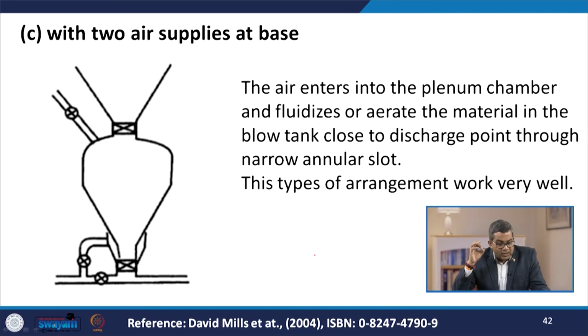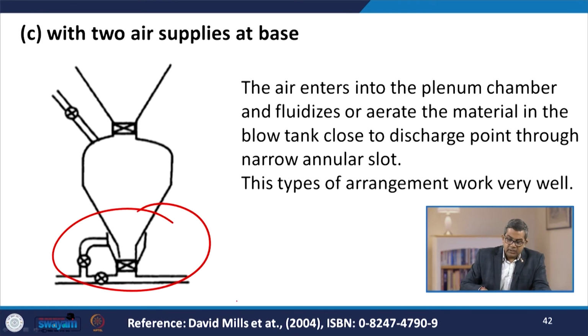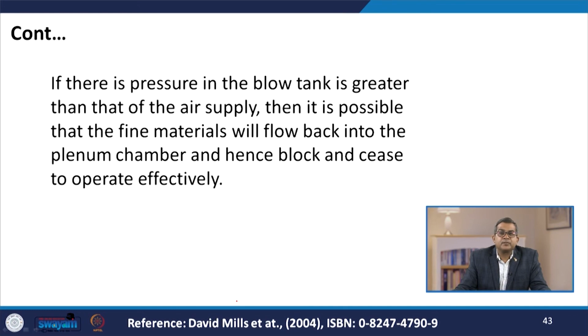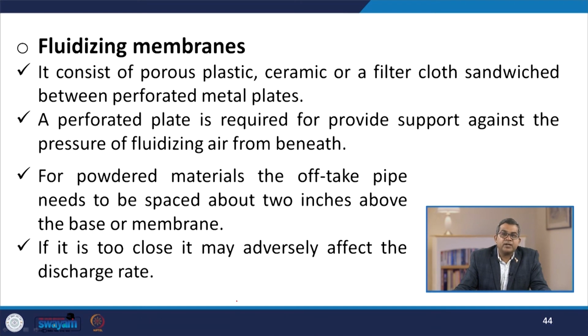Another category is that with the 2 air supplies at the base. Here you see the air enters into the plenum chamber and fluidizes to aerate the material in the blow tank close to the discharge point through the narrow annular slot. This type of arrangement works very well. Now if the pressure in the blow tank is greater than that of the air supply, then it is possible that the fine materials will flow back into the plenum chamber and block it, and cease to operate effectively.